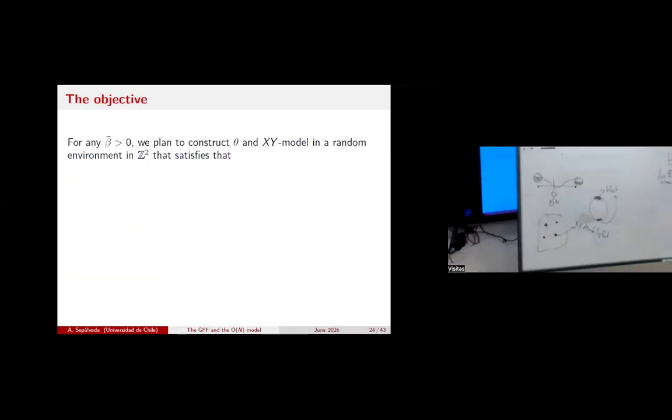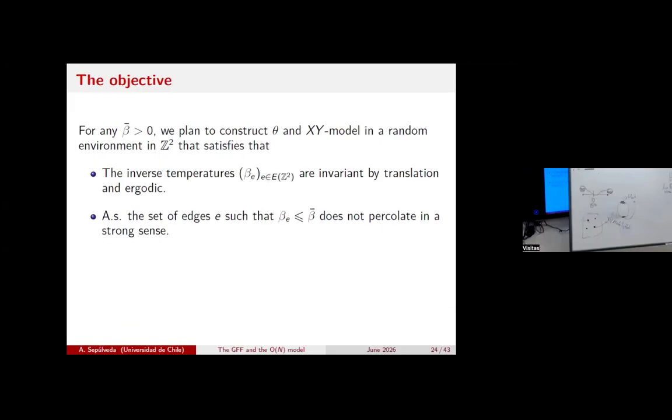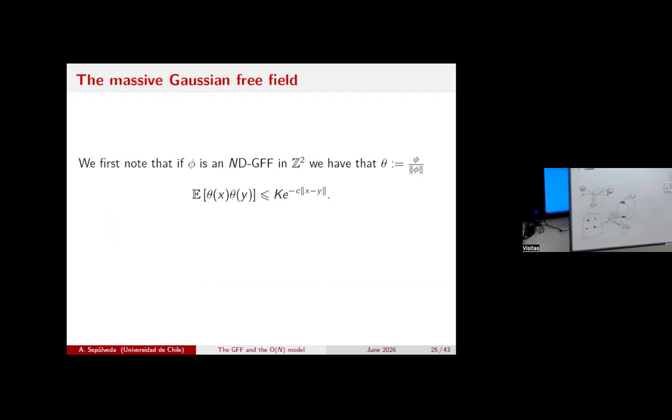So this is what we want to do. We want to find a random environment in which the inverse temperatures are invariant under translation and ergodic. The places where you are warm are really, really small. And still, the correlation decreases exponentially. At least, there is a game with the quantifiers: you fix the beta, and then we construct the angle. So we have to play between both games, but it is quite convincing. The object, and the main idea, is the Gaussian free field again.